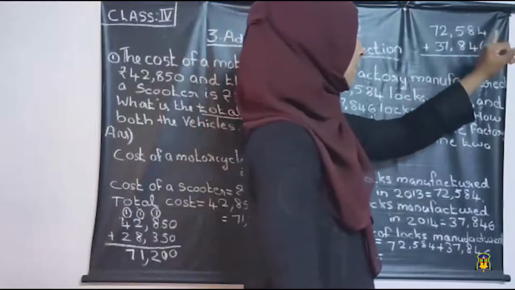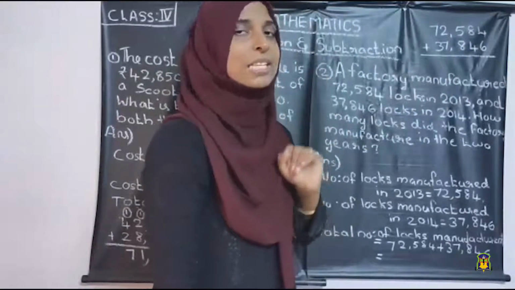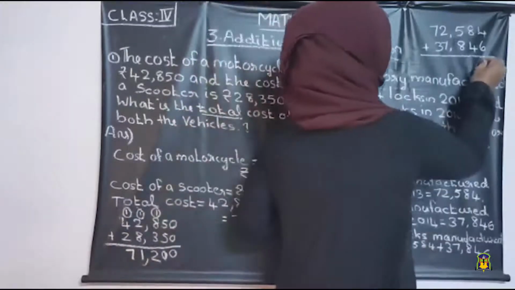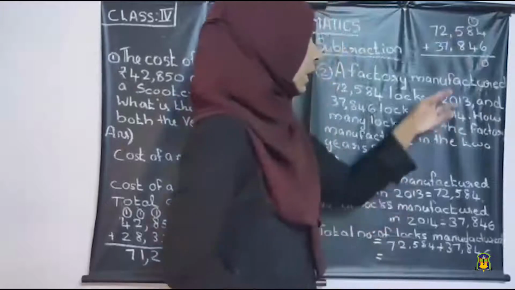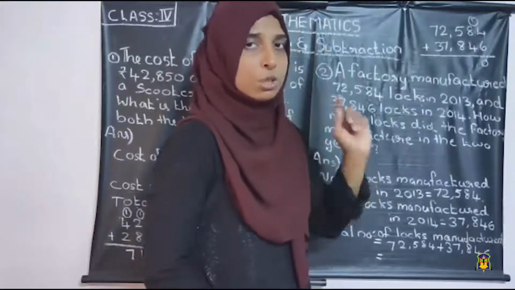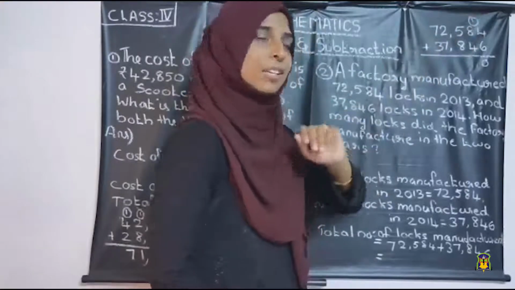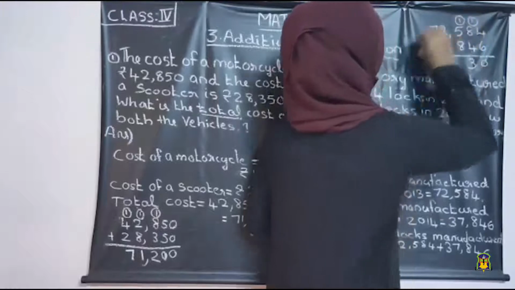In the ones place here we have 4 and 6. What is 4 plus 6? It is 10. So in 10 we want to write 0 here and 1 as carryover. Next, 8 plus 4. What is 8 plus 4? It is 12. 12 plus 1, 13. So you want to write 3 here and 1 as carryover.